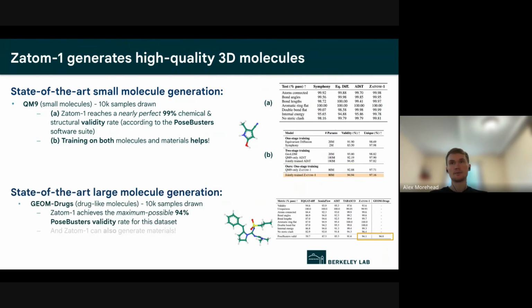So that was the first sign of hope. We saw that we were able to reproduce this phenomenon that a paper like ADIT had shown, where they had a similar setup. Training on just molecules alone is worse than training on both molecules and materials in this setup.